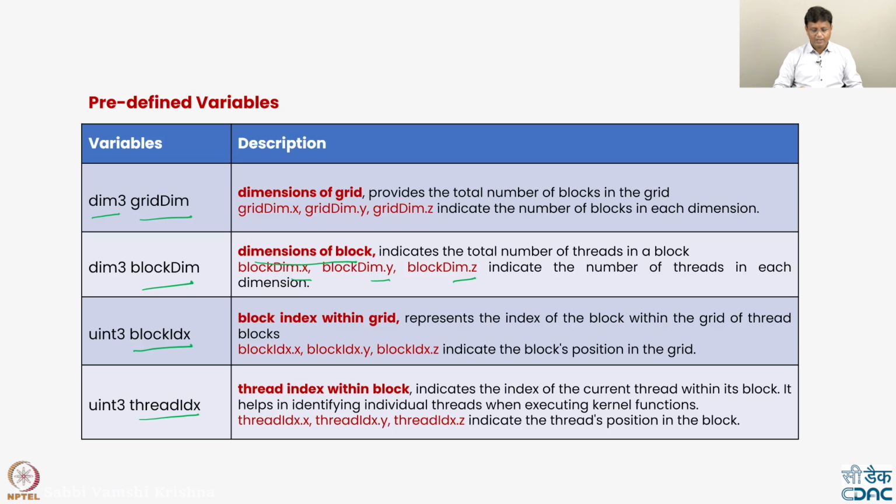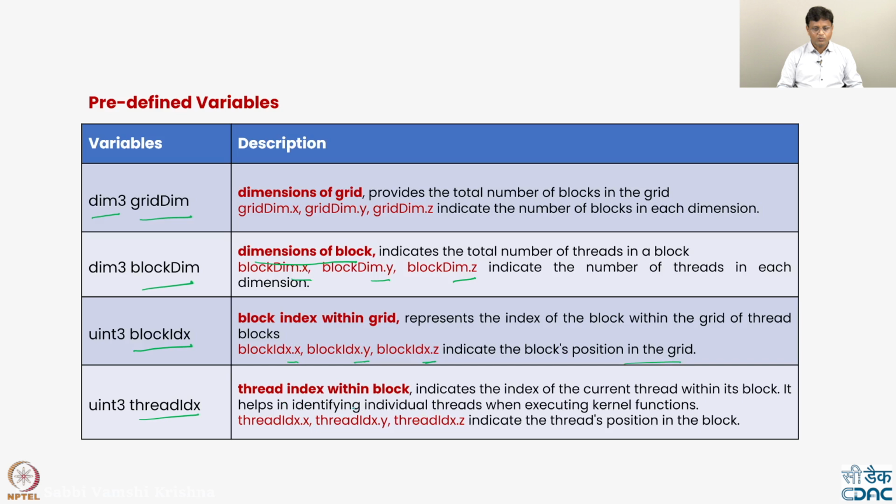Apart from these dimensions, there are two more predefined variables, blockIdx and threadIdx. Since the blocks are arranged in a grid, which may be 2 dimensional or 3 dimensional, each block must have its unique ID, a unique value based on its position in the grid. So, blockIdx.x, blockIdx.y and blockIdx.z indicate a block's position in the grid.